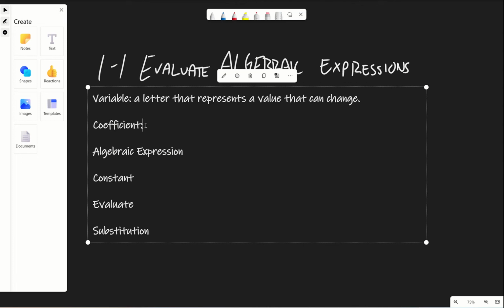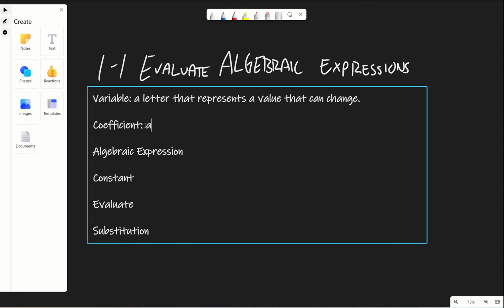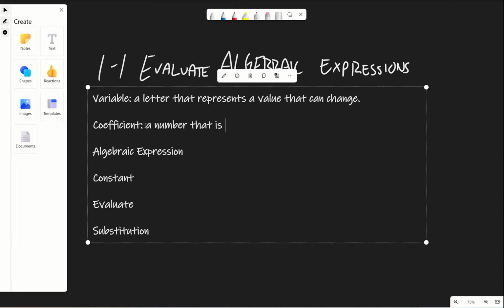Now, a coefficient is a number that is multiplied by the variable. So a number that is multiplied by a variable. So we're going to go through, I'm going to give us an example of what all these look like, but for now, we're just writing down the definitions.